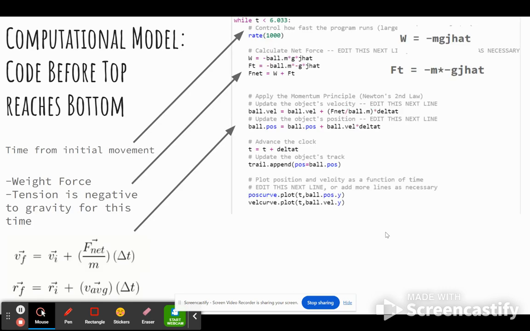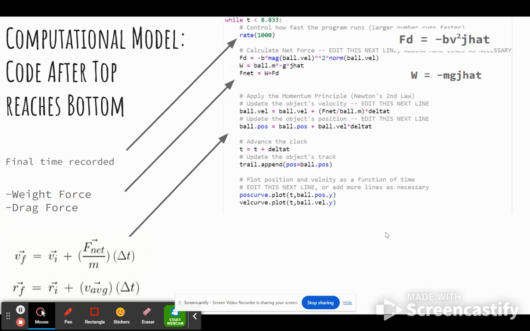For the computational model, I split it up between the code before the top reaches the bottom, so that was t less than 6.033 seconds. In doing that, I have my weight force, and the tension force is negative due to gravity for this time. We also have our velocity update formula and our position update formula. And then after, while t is less than 8.833 seconds, we just have the weight force and the drag force, and the net force is the sum of those. We also have our velocity update formula and our position update formula.